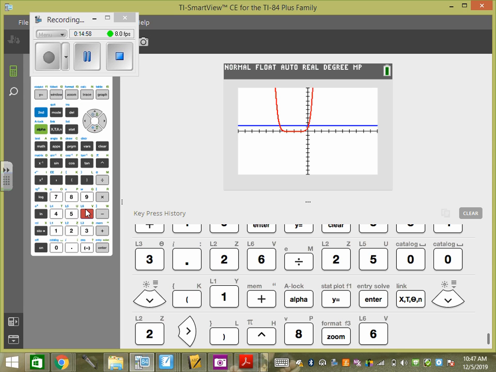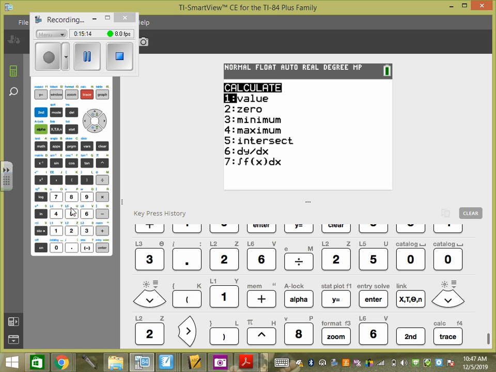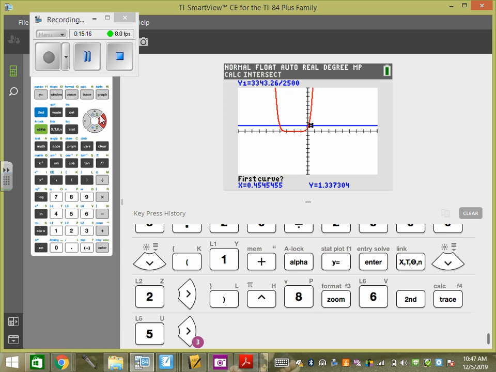So we have two places where it intersects. What are we looking for currently? The little i. And what's the little i? Interest rate. Does it make sense to have a negative interest rate when it's growing? No. So this would be an extraneous answer. So we're going to try and find this one. So we're going to go second, trace 5, because we always find intersections. And we need to be over here near this one. If we're over near the other one, it's going to find it. We go enter, enter, enter.